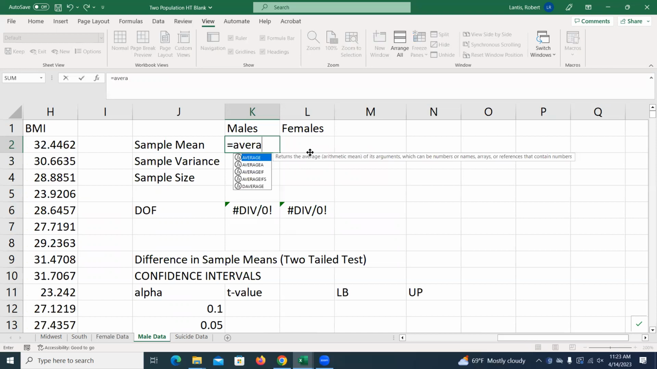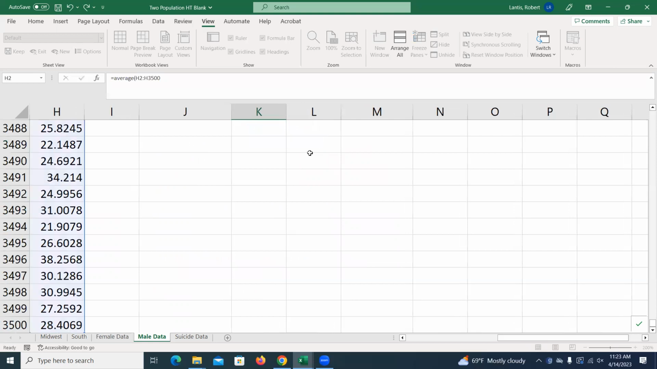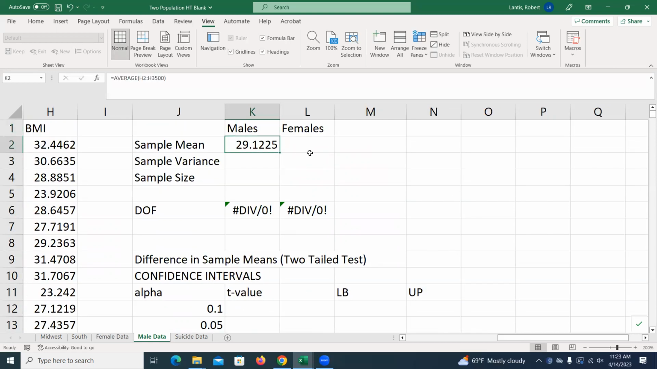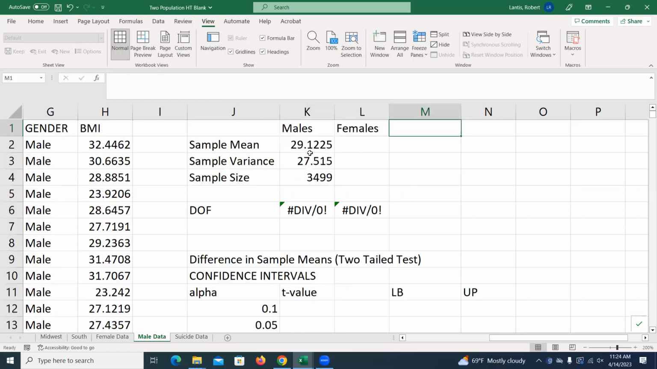So for my second group, I'm going to look at my male BMI, select that, right? Find the sample mean using the average function, var.s to find the sample variance, right? Just select that variable, and then use the count function. So I've now got my sample mean, my sample variance, and my sample size for the males as well.